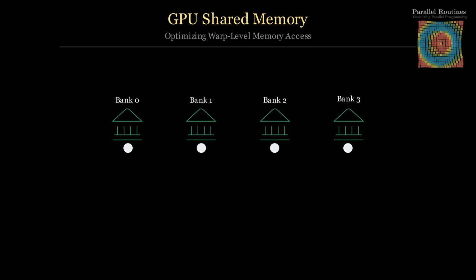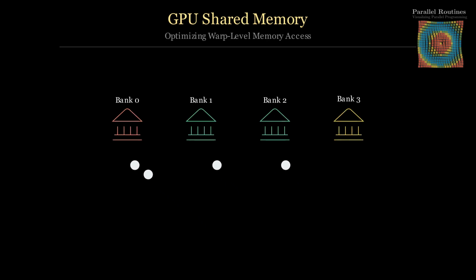In the ideal scenario, each thread accesses a different memory bank of shared memory. Notice how all 4 customers can be served simultaneously. This is perfect parallelism. When threads access unique banks, the GPU achieves maximum memory throughput with zero conflicts. This is what we strive for in optimized CUDA code.